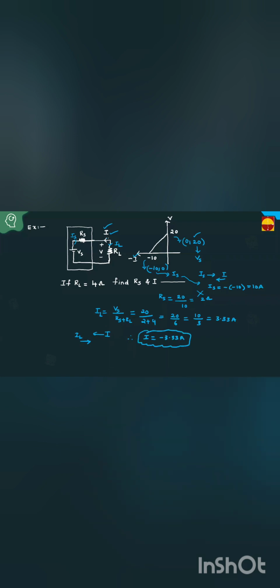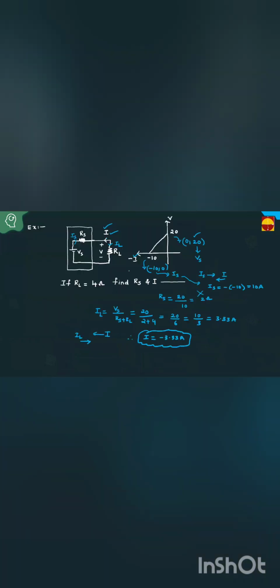In the previous problems, the current direction is always into the load. That concept I'm not considering here. Here you have to take opposite, because the current direction is given out of the load. Clear, sir? That's why actually it is minus 10, but I took plus 10 because the current direction is opposite. Here I got a load current of 3.33 amperes, but the question asks for I, not IL. That's why I calculated minus 3.33 amperes. Clear, sir? You have to concentrate on this type of cases.